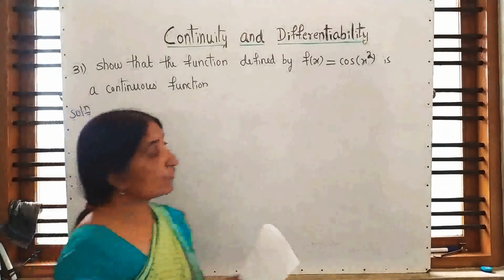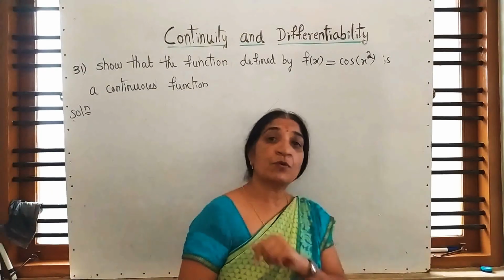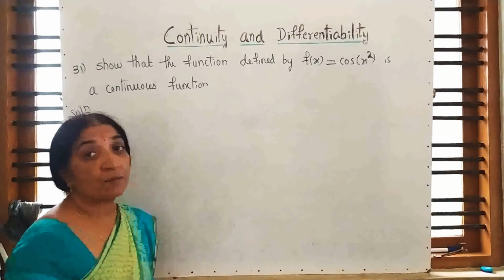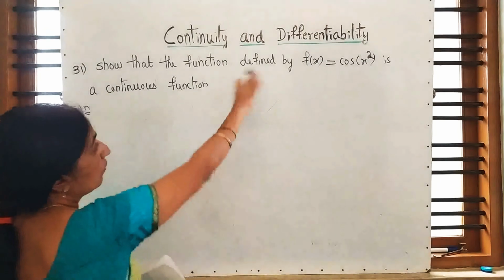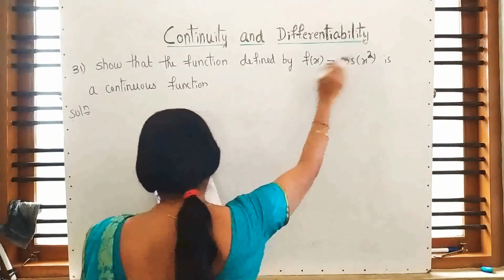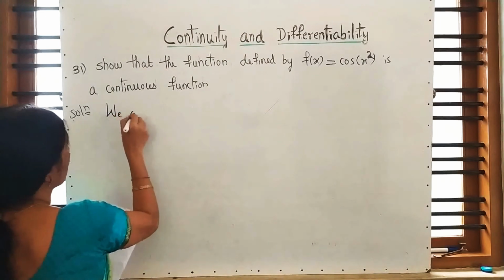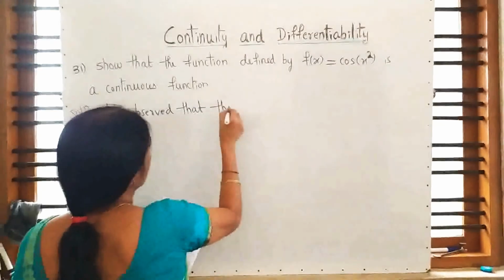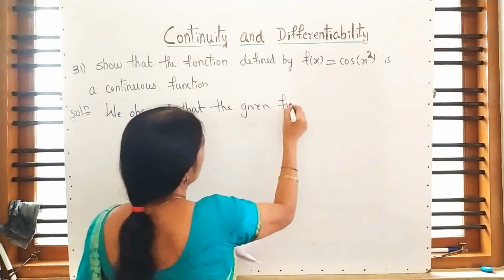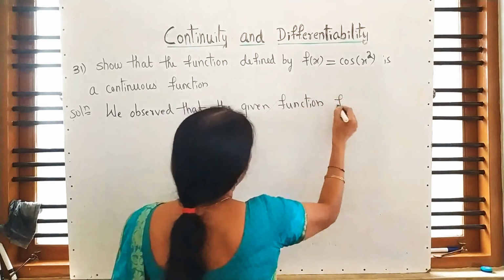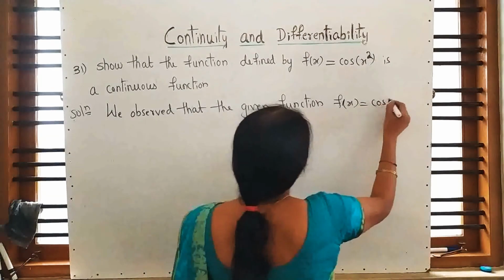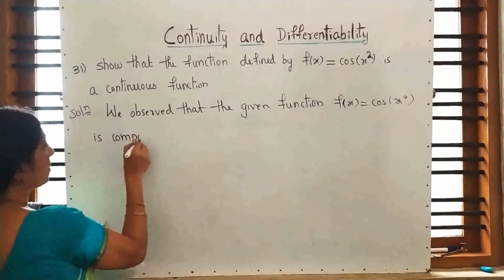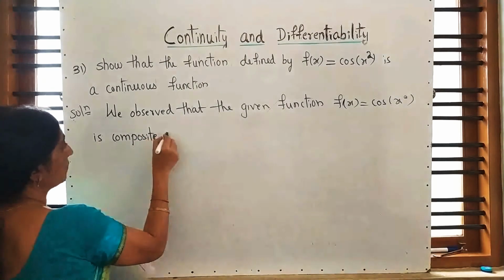See, already we are familiar. By observing this, it is a composition function. It is a combination of two functions. And you are familiar, every composition function is continuous. What we observe is that the given function f of x is equal to cos x square is a composite function.